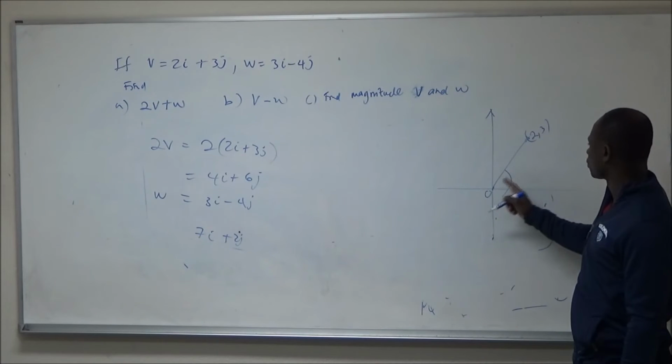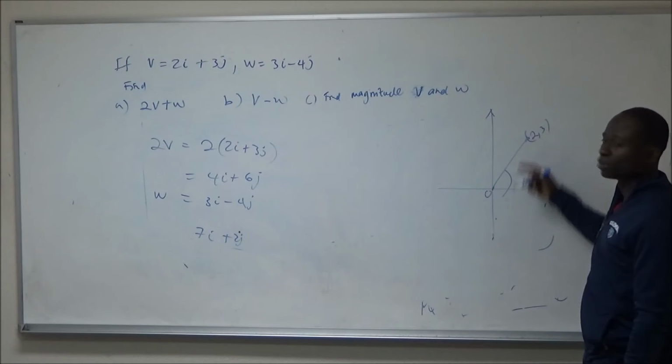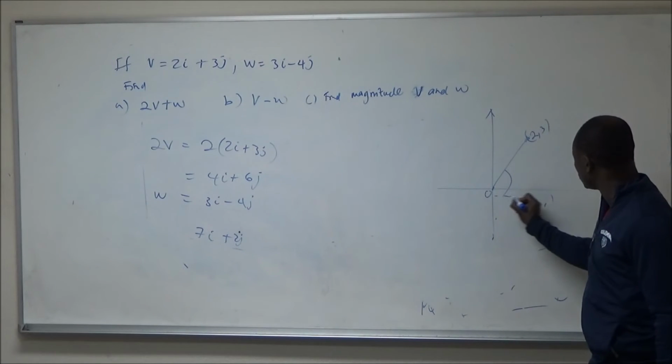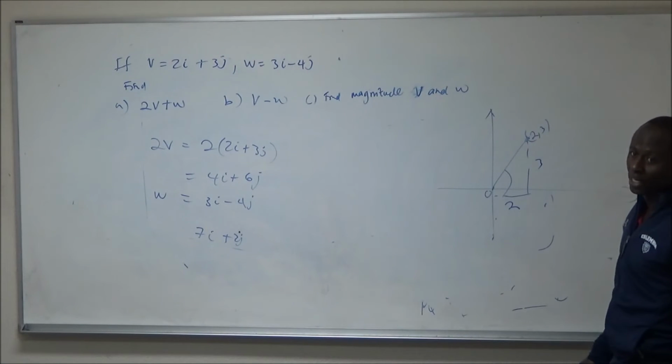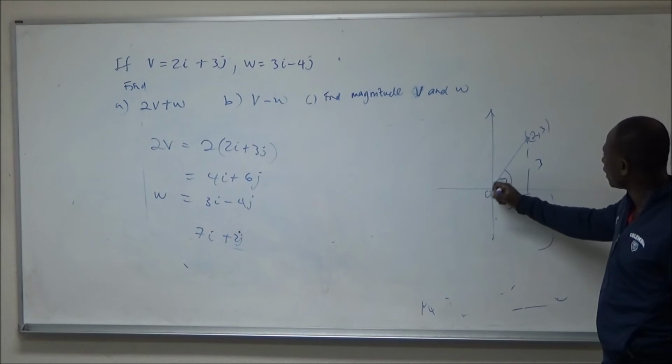This is here, it could have been anywhere. So how will you find this angle if you know x is 2, y is 3? What is the best way to do it? So basically this is 2 and this is what? 3. What identity would you use? Tan, cosine, sine, which one? Tangent, right? Yep.